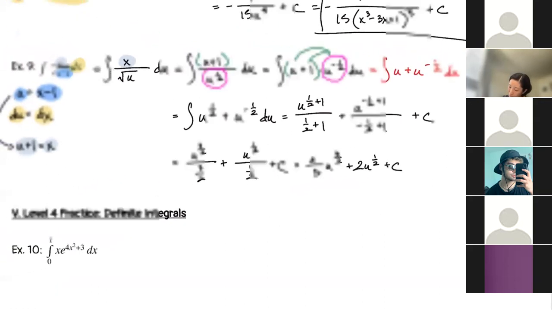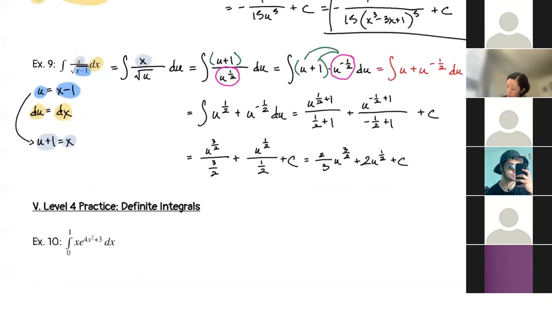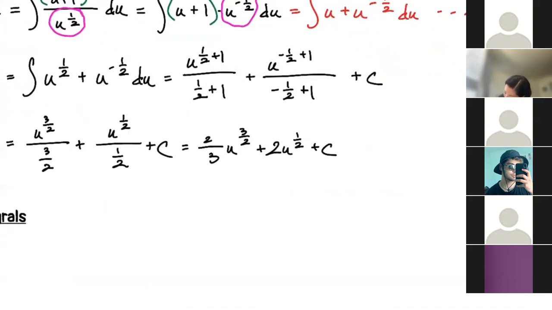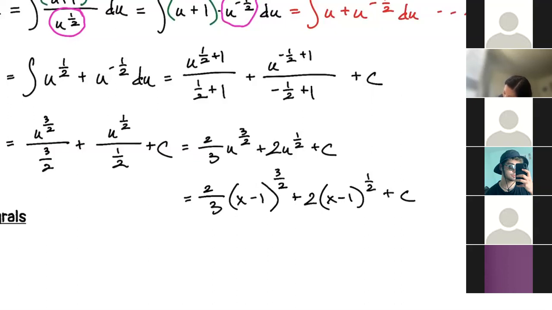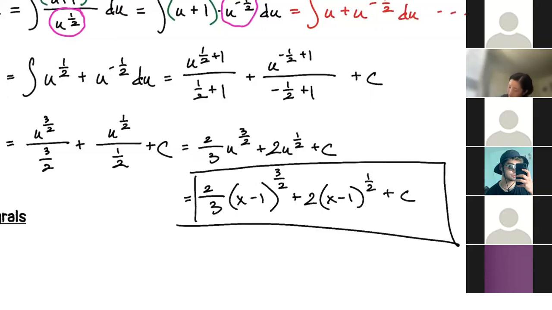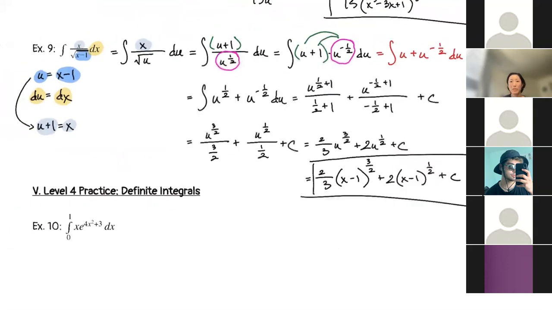All right. Last thing, everywhere we see a u, we have to replace it with x minus 1. So that will give us 2/3 (x minus 1) to the 3/2 plus 2 (x minus 1) to the 1/2 plus C. And there we have it. As promised, a much beefier question than we saw in level 1 and level 2.